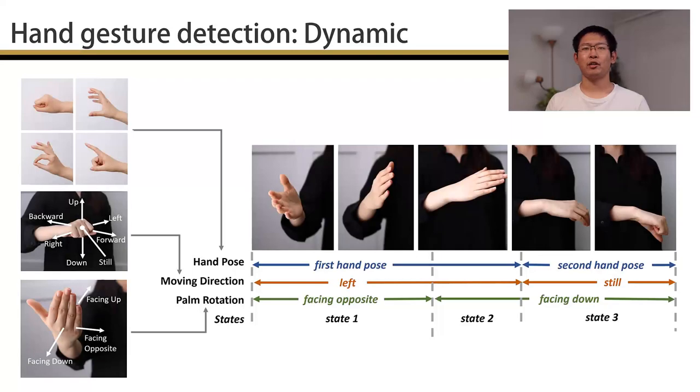To detect dynamic gestures, we first convert the gesture into a list of states. Each state is described by a hand pose, the moving direction of the hand, and the direction of the palm. As shown here, a wave hand and the grab gesture can be separated into three states. We assume that the user is performing the same dynamic gesture if the list of states are matched.